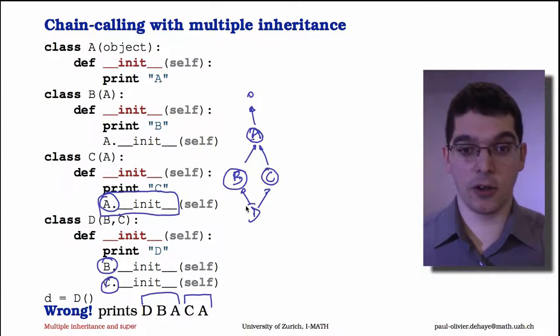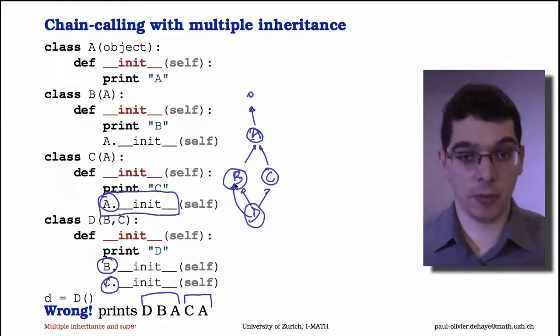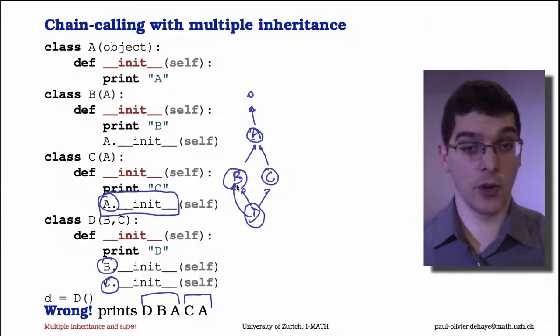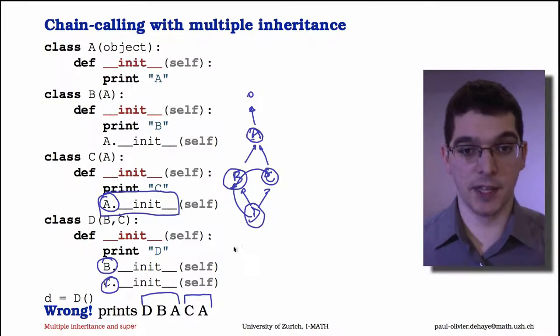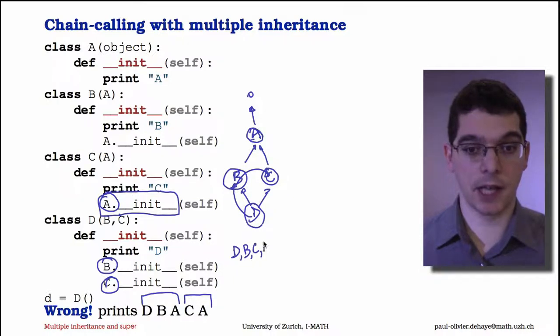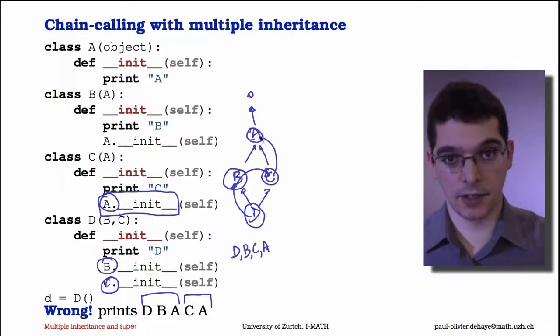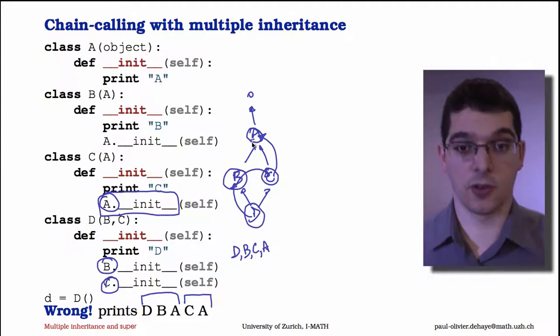But if you are constructing an object of type D and calling the constructor of the next class in the method resolution order, this becomes the constructor of B. But from there, you can call the constructor of the next class in the method resolution order without changing the code, and this becomes this guy. Remember, because the method resolution order for D is D, B, C, A. And from there, you want to call the constructor again, the next one in the method resolution order, and this would be the constructor of A.